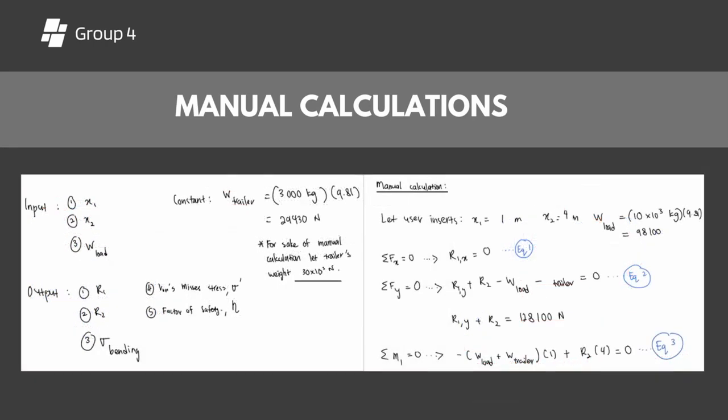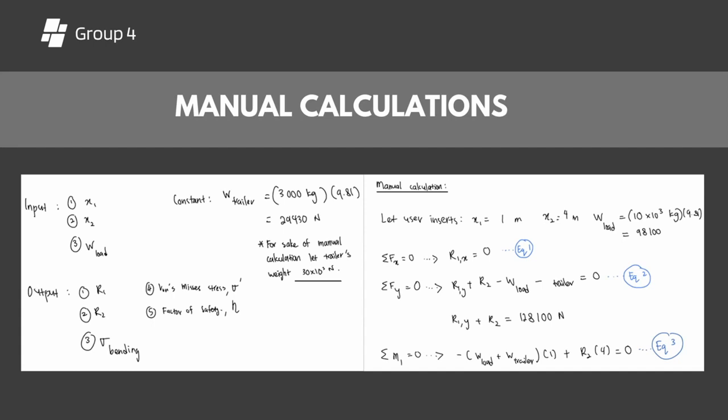Moving on, using the data provided, x1, the distance from the tire to the load, and x2, the distance from the front tire to the rear tire, are 1 meter and 4 meter respectively. Also, 10,000 kg for the load weight.